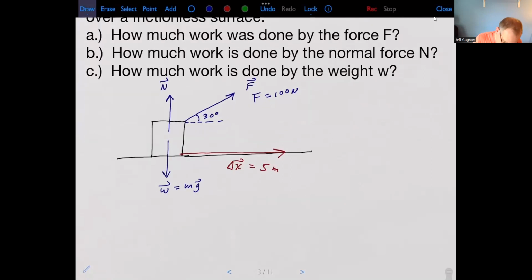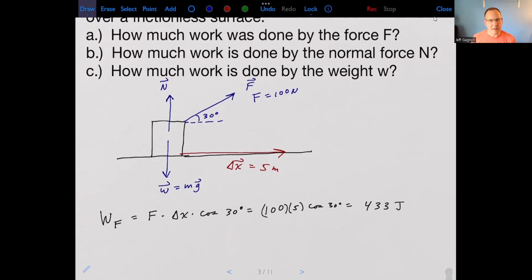So the work done by the force F. Well, by definition, it's going to be the force times the displacement times cosine of the angle between the force and the displacement, which is 30 degrees. So in this case, it would be 100 times 5 times cosine of 30. And if you work that out, that turns out to be 433 joules. Okay, so that is the work done by that force F.